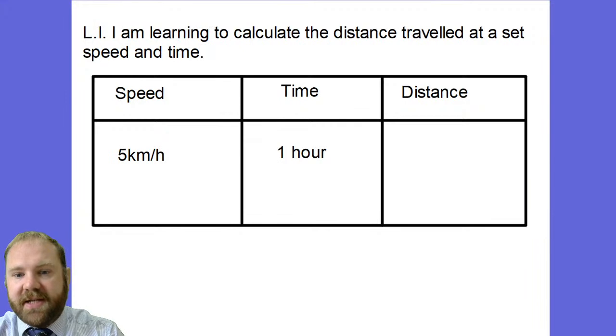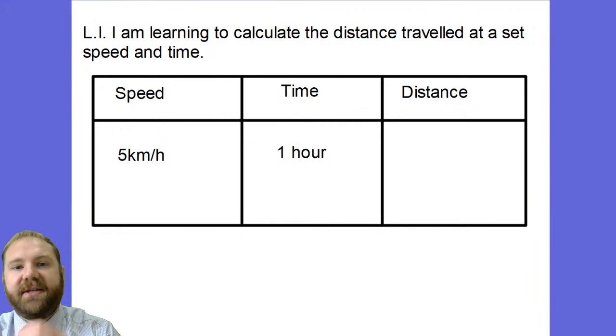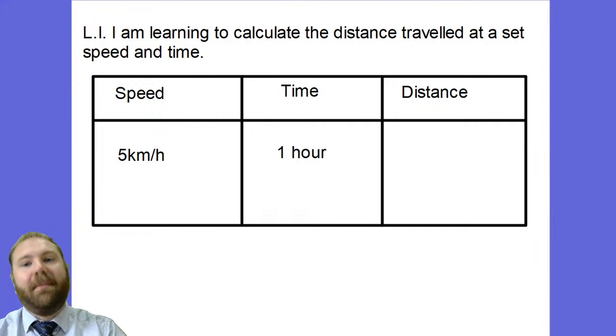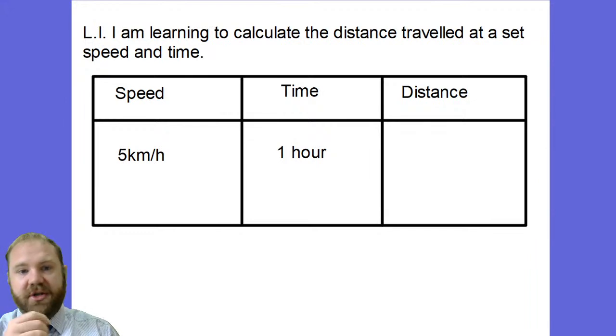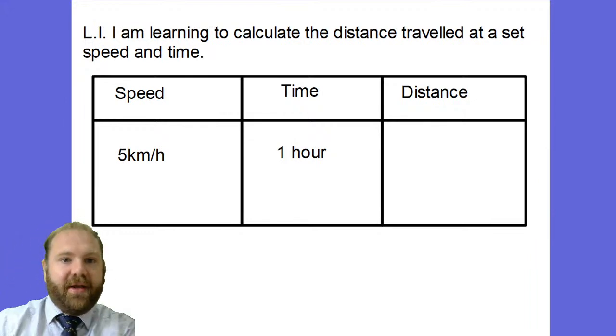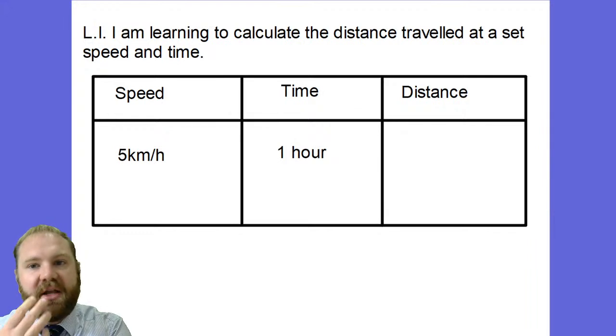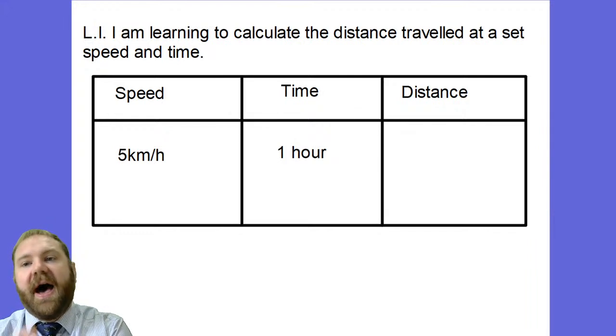Right, so today we are looking at distance, speed, and time. And right now, this is lesson number 1, if you like. We would normally, like I said, do this over 3 separate lessons, but we're just throwing you straight into it. So this is lesson number 1, if you like. And we are learning to calculate the distance traveled at a set speed and time.